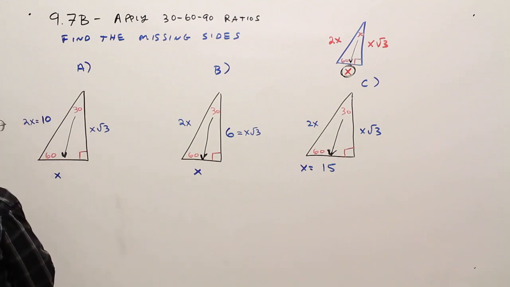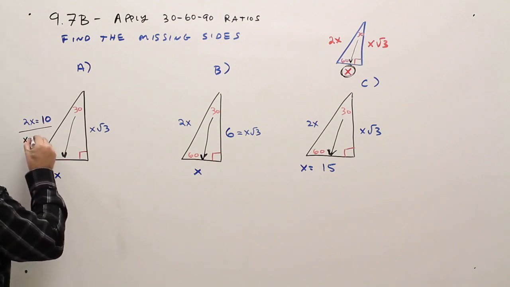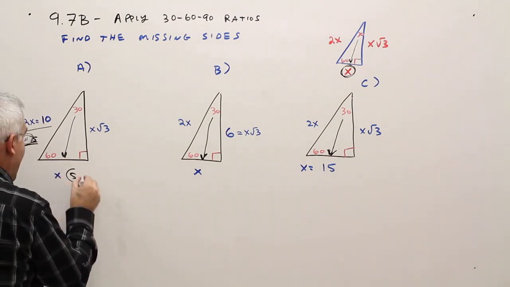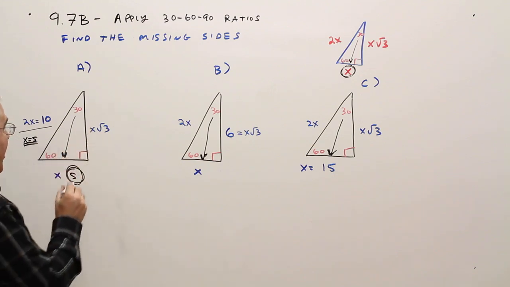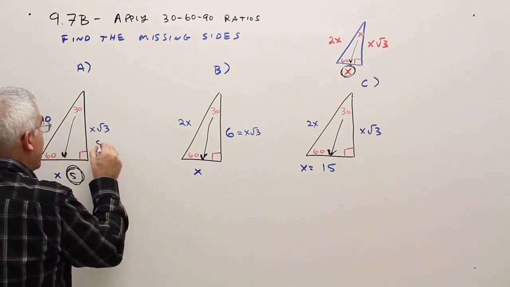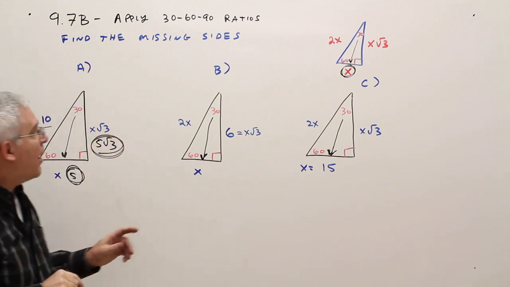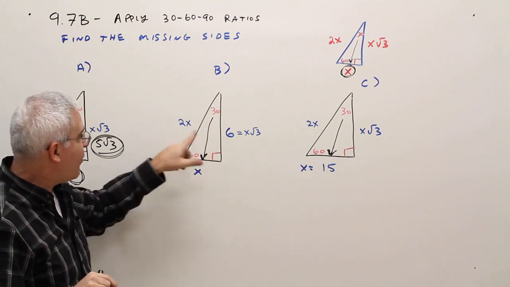So for this first one, I've got 2x equals 10. I'm going to solve that for x. So I get x equals 5. So I just simply put down a 5 here. And then over here, 5 times radical 3. X radical 3. Okay? Over here, I have x here, 2x here.